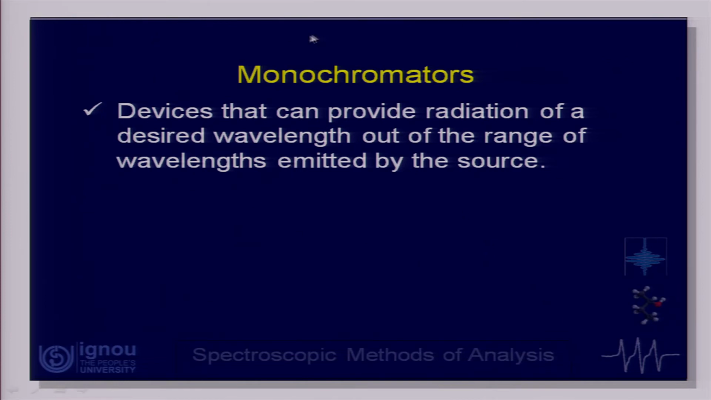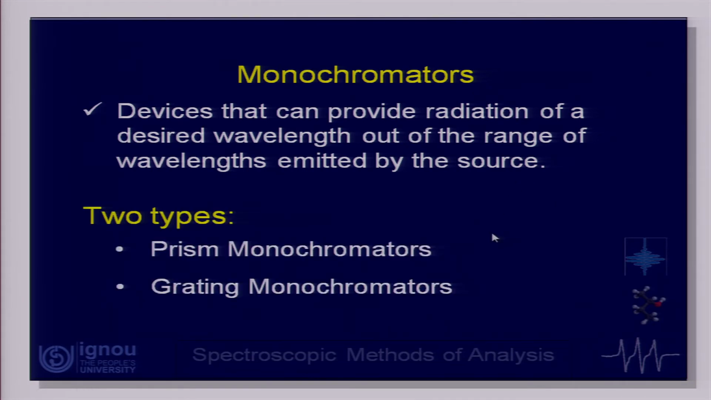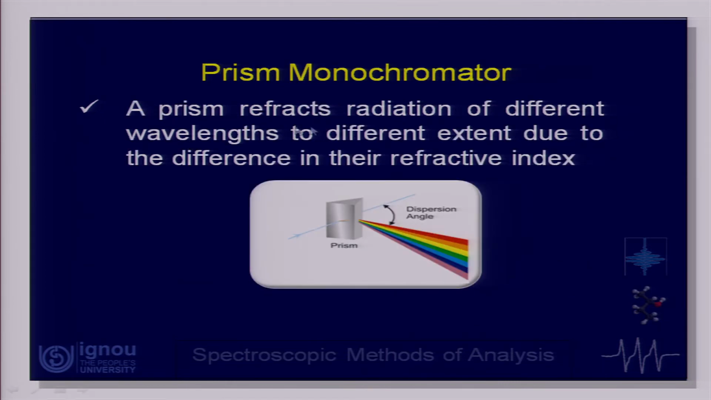A monochromator basically is a device that provides radiation of a desired wavelength, a particular wavelength. Monochromator means a single wavelength out of a range of wavelengths which is emitted by the source. There are two types available. One is called a prism monochromator, and the second happens to be a grating monochromator. As the name suggests, the first type uses a prism, and in the second case we use a grating. Let us learn about this. We know that a prism refracts radiation of different wavelengths to different extents due to the difference in their refractive index.